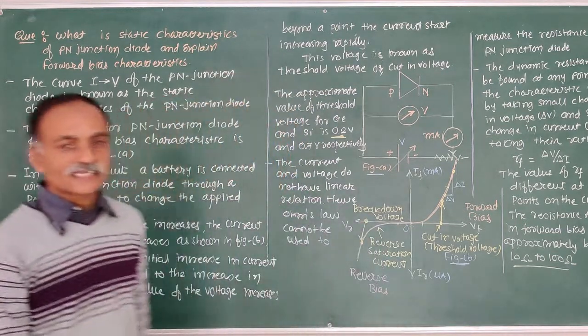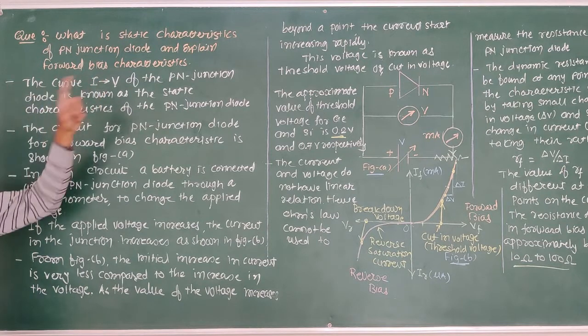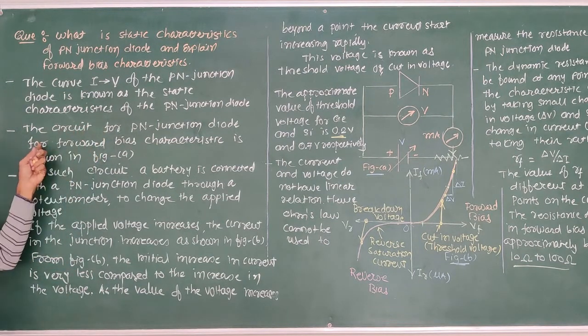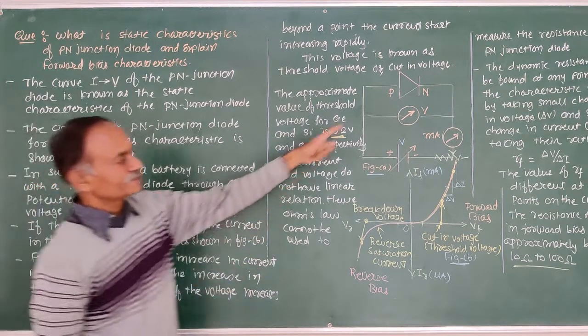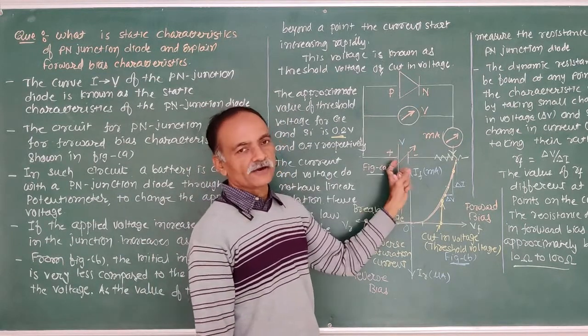Again, what is the static characteristic of PN junction diode, and explain the forward bias characteristic. Now, the I versus V curve, or the relation between the current and voltage of a PN junction diode, is known as the static characteristic of the PN junction diode. Clear? Okay. The circuit for the forward bias characteristic of PN junction diode is shown in the figure.